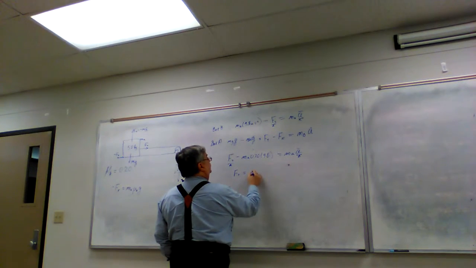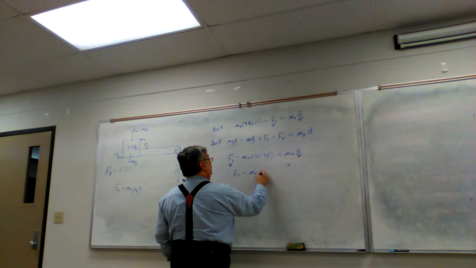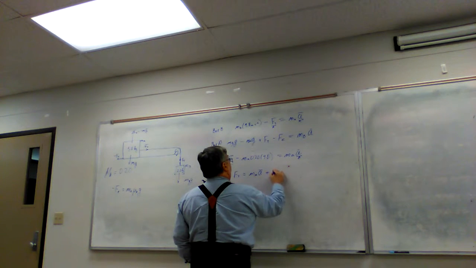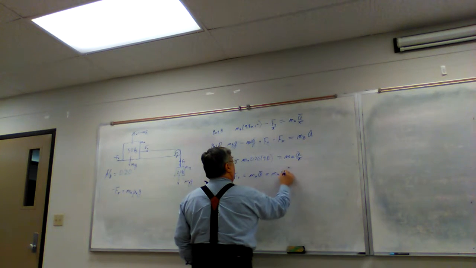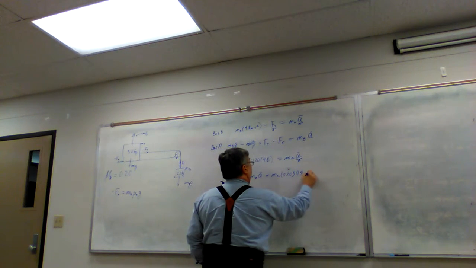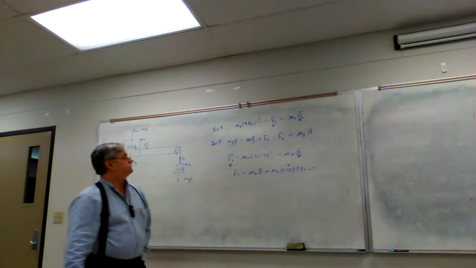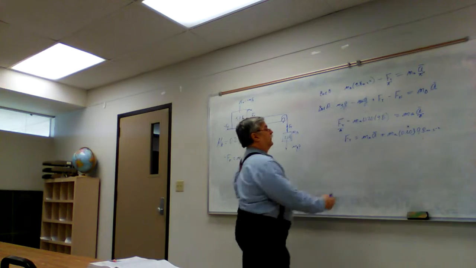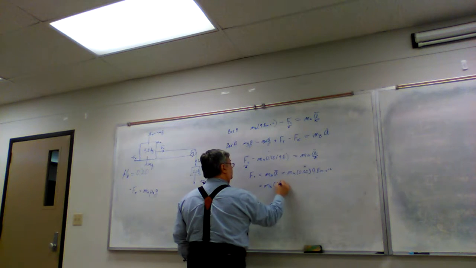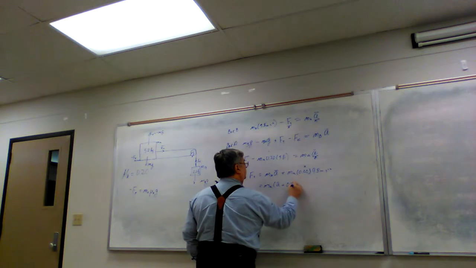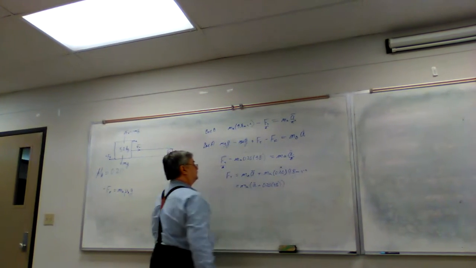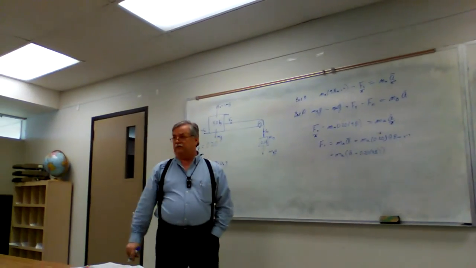we can now say that it is equal to mass A times the acceleration of the system plus mass A times 0.20 times 9.8 meters per second squared. Or we can factor out the mass A and write it as mass A times acceleration plus 0.20 times 9.8. That is the force due to tension.